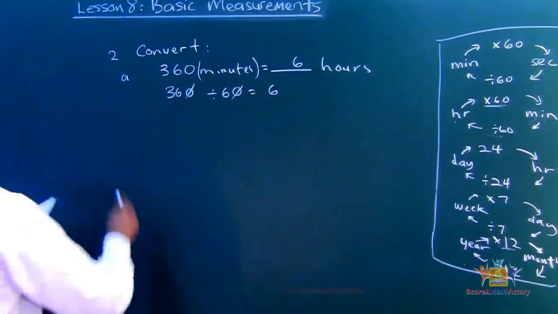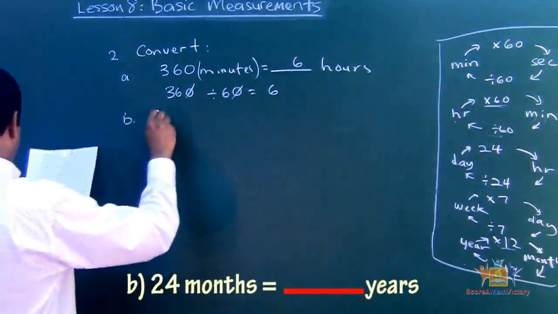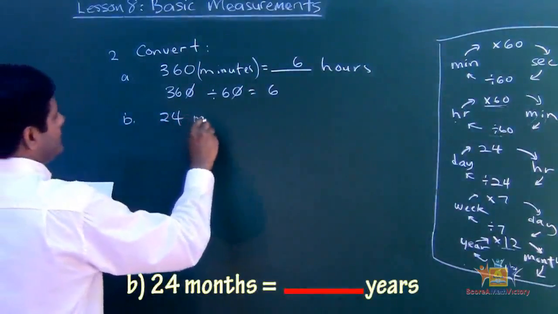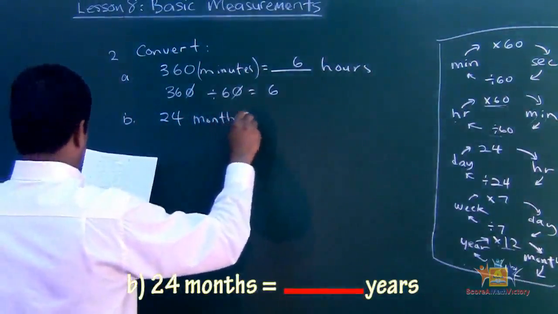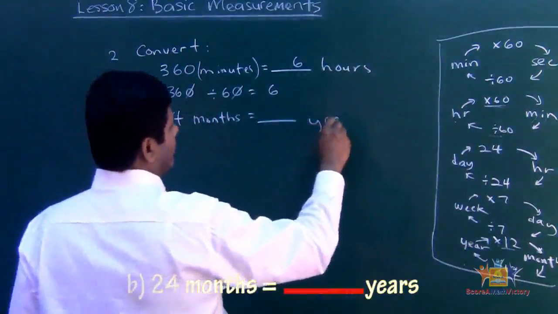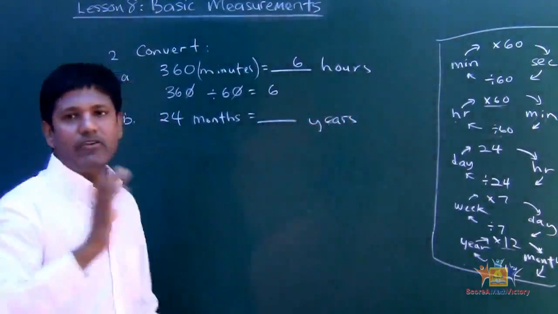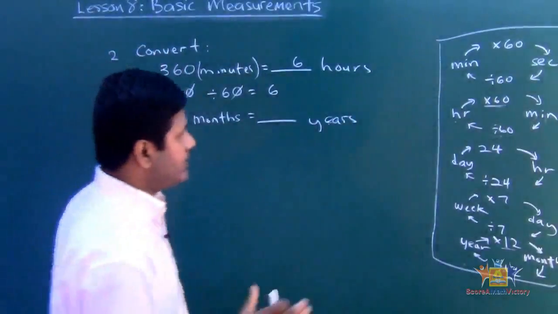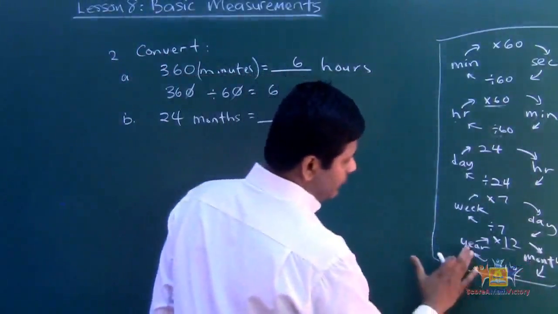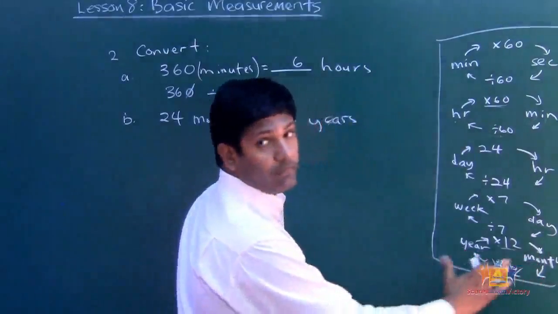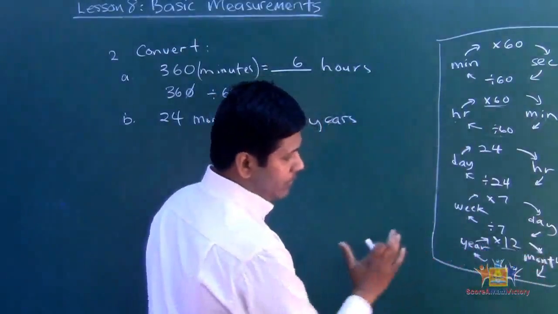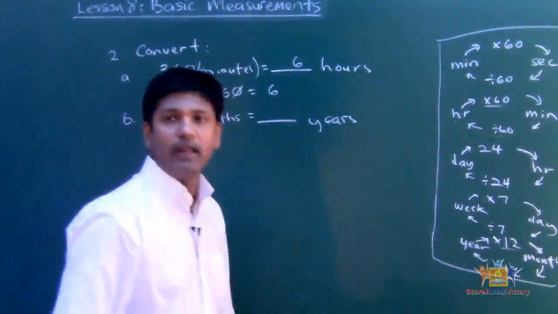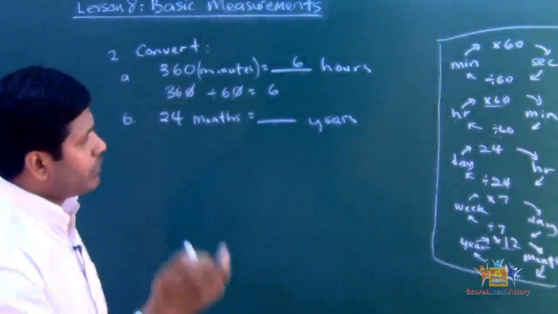Alright, let's look at B. You're given 24 months equals how many years? Again, we need to know the relationship between months and years. Let's look at that. Months and years right there. We're going on the bottom way of the rotation, the bottom part of the rotation, which is divide that by 12. Divide that by 12. So it's very important.